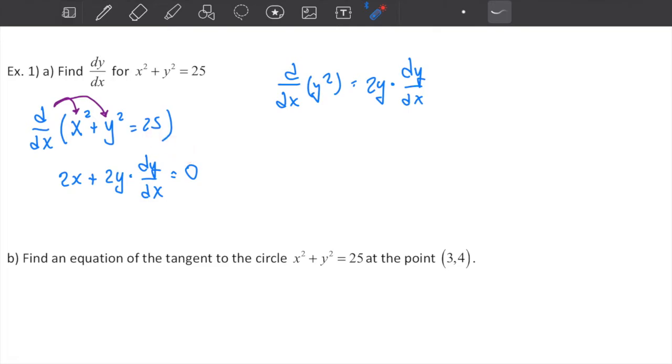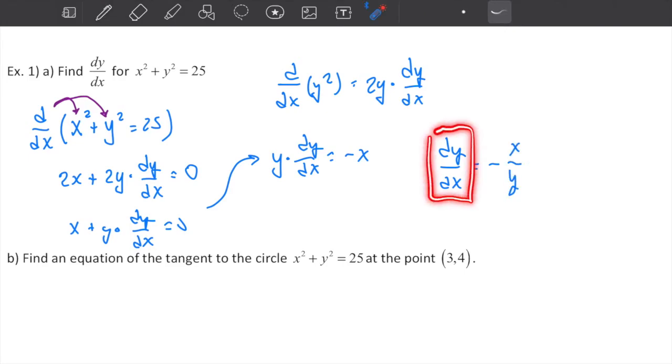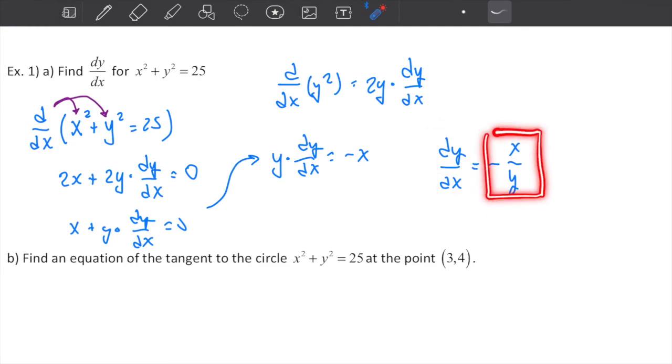And what we want to do is solve for dy/dx. I notice that everything is a multiple of 2, so I've got x plus y multiplied by dy/dx equals 0. I'm going to subtract x, having y times dy/dx equals negative x, and therefore dy/dx equals negative x over y. The rate of change at some point depends on both x and y. It's going to be the negation, negative x divided by y.